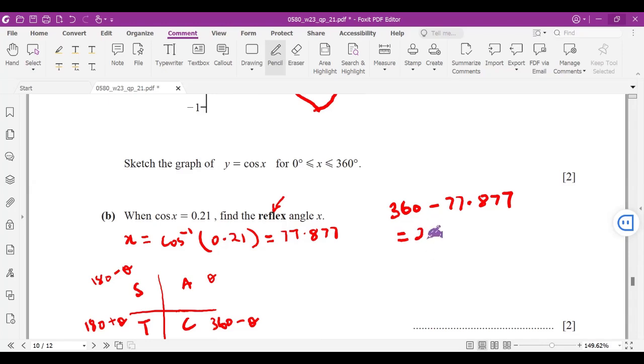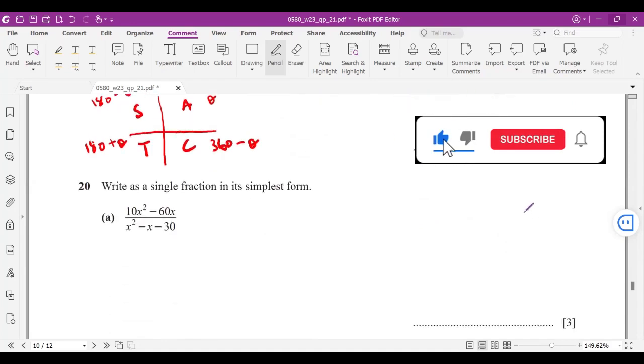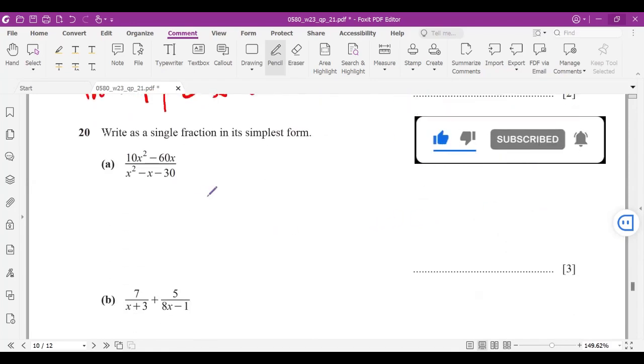That is 282.123. But because it's an angle, we'll write 282.1 to one decimal place. That's how far we approximate angles. We approximate to one decimal place. So this is what we are going to get. Now we proceed to question number 20.